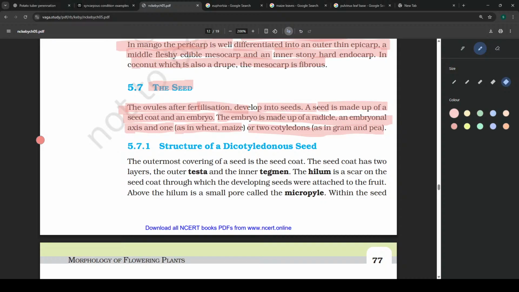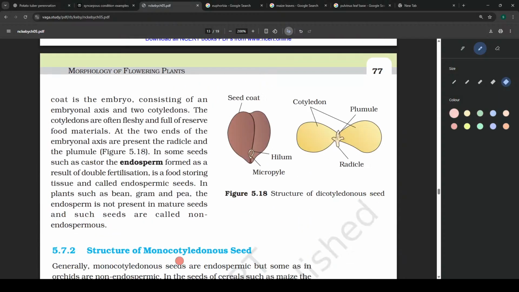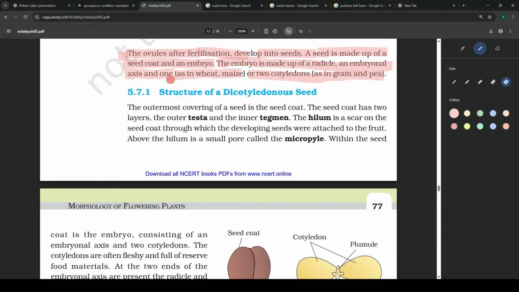The embryo is made up of a radicle and embryonal axis and one cotyledon in case of wheat and maize, monocots, and two cotyledons as in case of gram and pea, dicotyledons. This is the separation of dicotyledons and monocotyledon plants. Let's see the structure of a dicotyledonous seed.